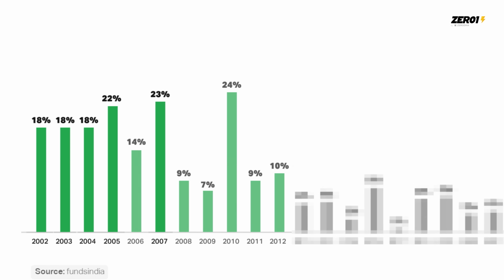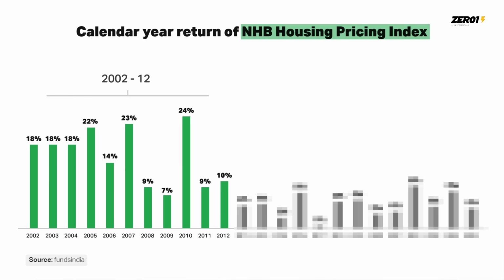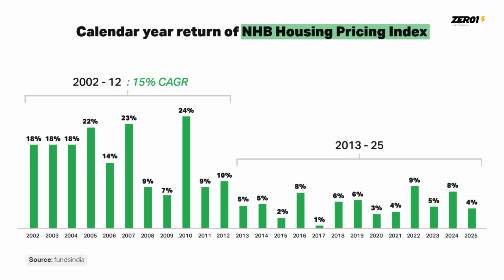Let me zoom out. Now look at this. This area from 2002 to 2012 has a 15% CAGR. And this area from 2013 to 25 is a 5% CAGR. I actually don't think anyone can predict where the market will go, whether it's equity, gold, silver, housing. But what does make sense is that over 10-20 years, you'll see everything. You'll see degrowth also, you'll see lots of growth also.